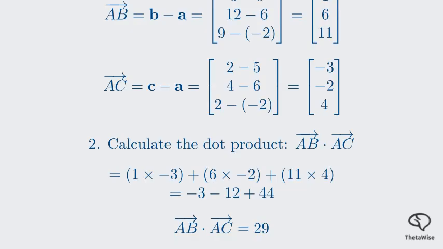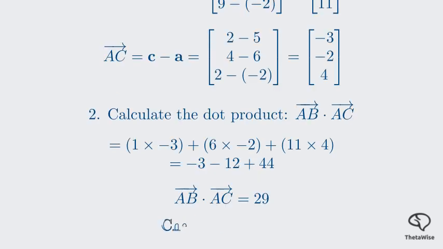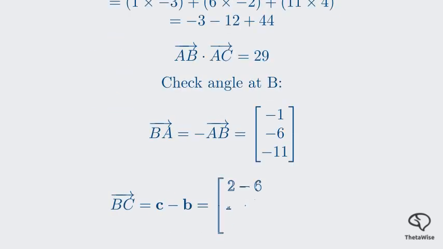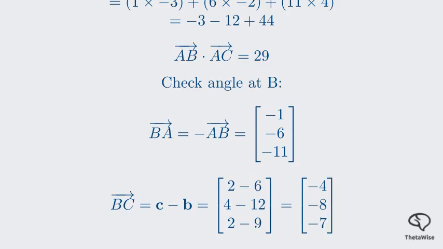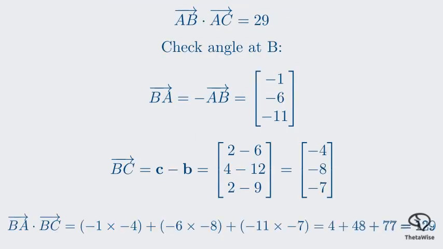To be thorough, we should check the other two possible right angles, at B and C. Let's check the angle at B using vectors BA and BC. Remember, vector BA is the negative of vector AB, so it's (-1, -6, -11). Vector BC is found by subtracting B from C, which is (4, 8, 7). Calculating their dot product: 1 times 4 plus 6 times 8 plus 11 times 7 equals 4 plus 48 plus 77, which is 129, not 0. So, no right angle at B.